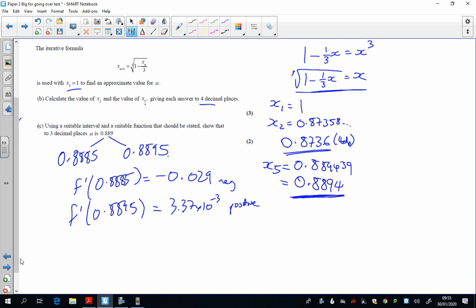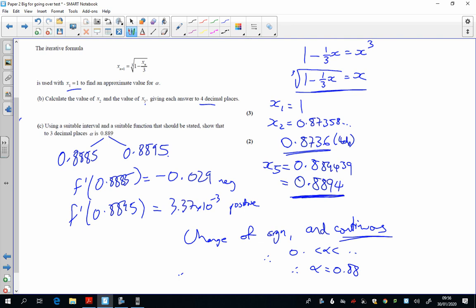And so then we're going to say change of sign. The other thing we must write is and continuous. Therefore, it's between those two things. And therefore, alpha equals 0.889 to 3 decimal places. Usual stuff at the end of that.